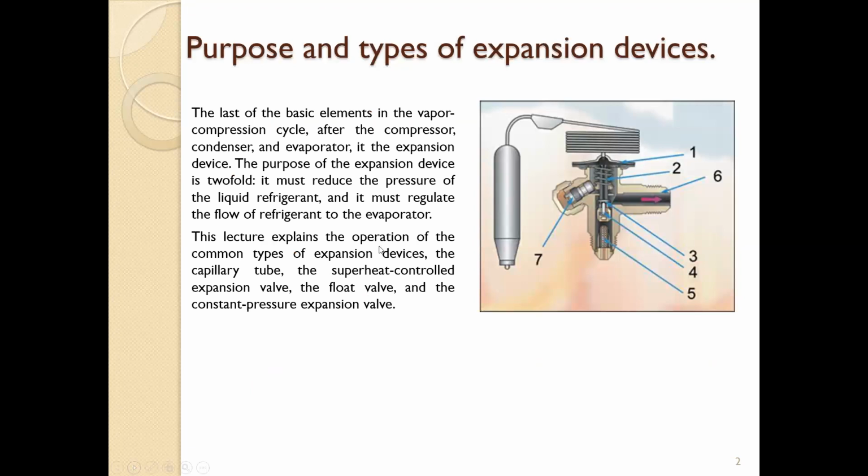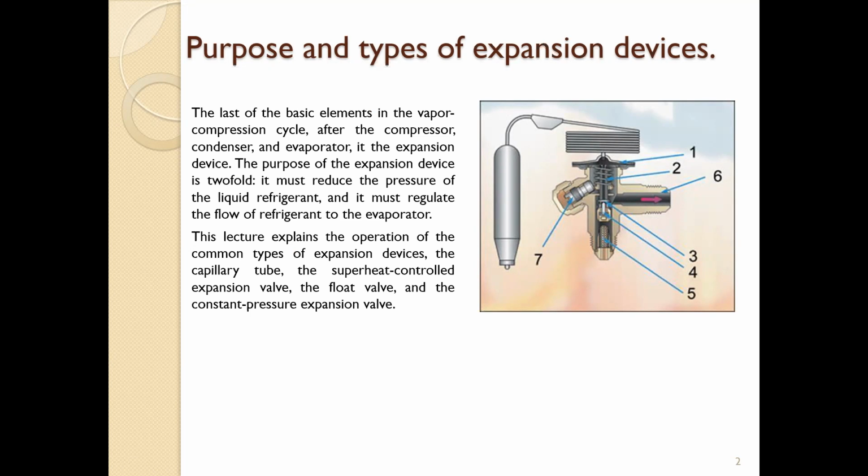What are the purpose and types of expansion devices? So the last of the basic elements in the vapor compression cycle after the compressor, condenser, and evaporator, is the expansion device. Okay, the purpose of the expansion device is twofold. It must reduce the pressure of the liquid refrigerant and it must regulate the flow of refrigerant to the evaporator.